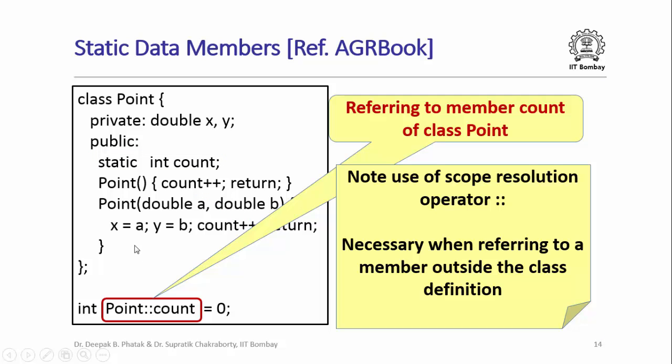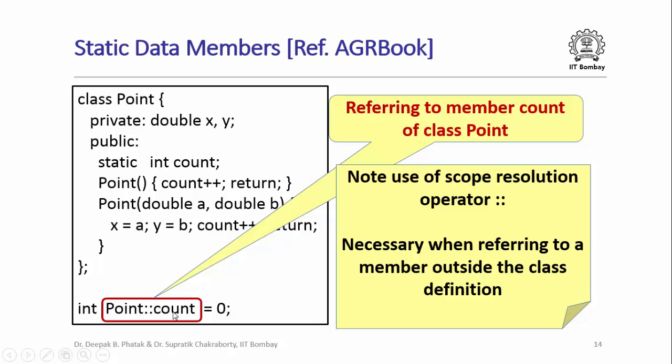However, outside this class definition, if I want to refer to that single shared integer counter, then I have to use something like this. This double colon here is also called the scope resolution operator in C++. This basically tells me that I am referring to the data member count of the class point. Note that the data member count is not associated with any particular object of the class point. This data member is associated with the class point itself, and it is shared across all the objects of class point.